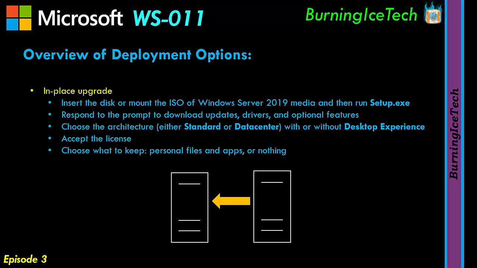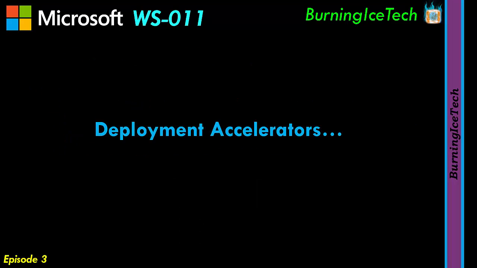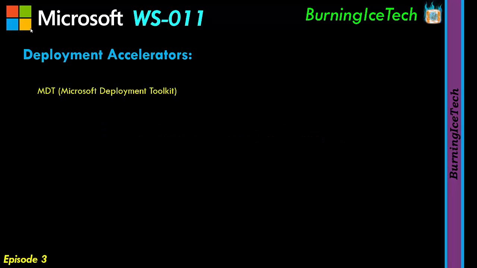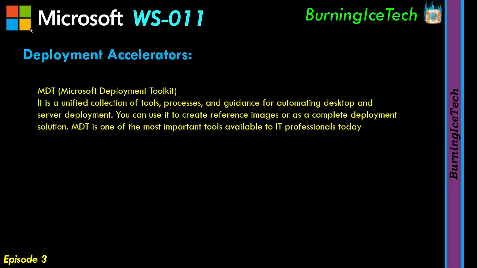Now, the next topic here is our fourth one for today, deployment accelerators. This is to make your life easier and quicker when it comes to deployment. Now, the tool we're going to be taking a look at today is MDT, Microsoft's Deployment Toolkit. This is a unified collection of tools, processes, and guidance for automating desktop and server deployment. You can use it to create reference images or as a complete deployment solution. MDT is one of the most important tools available to IT professionals today.